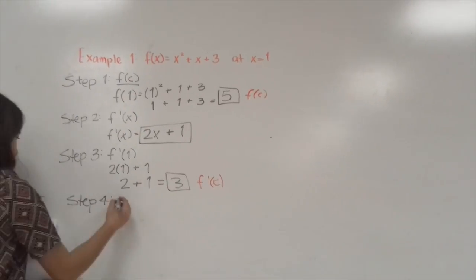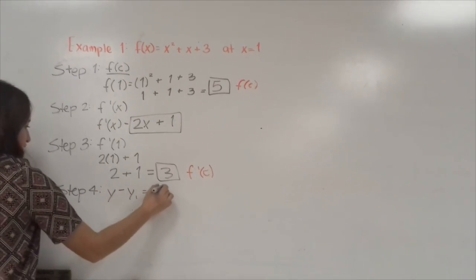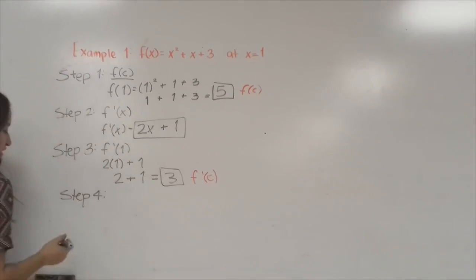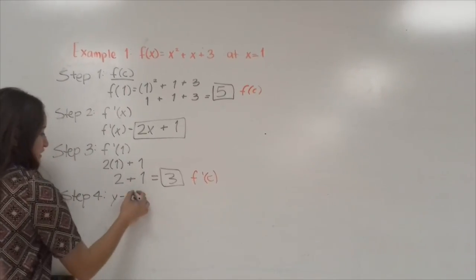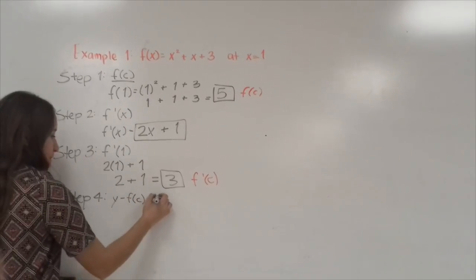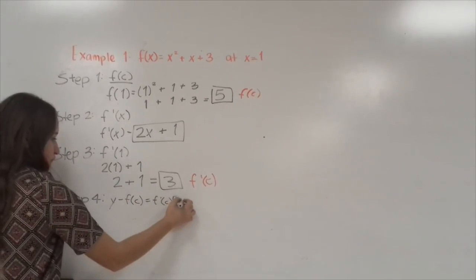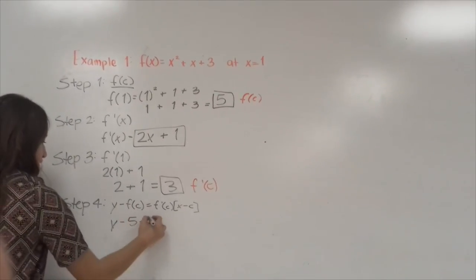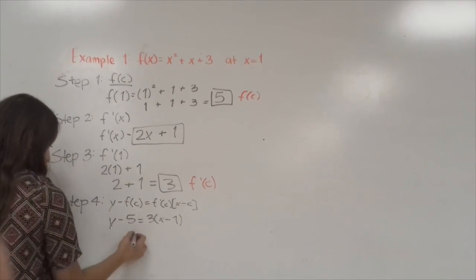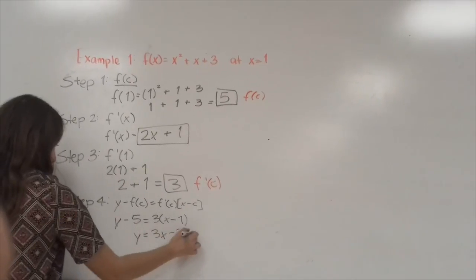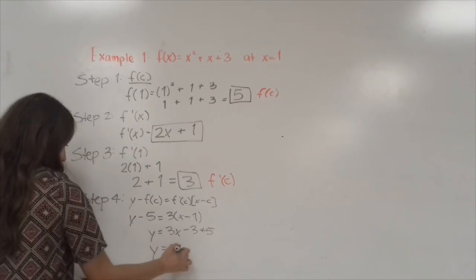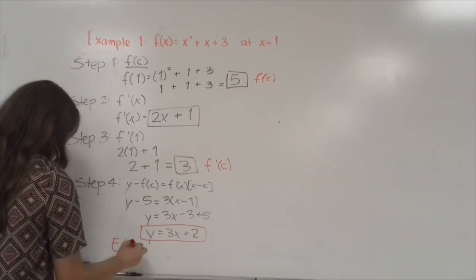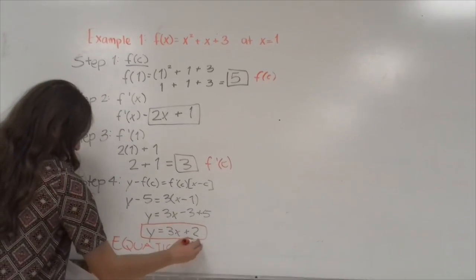Now, for our last step, we substitute the respective values for y1, x1, and m in the point-slope formula, and we get the following equation. Y minus 5, which we got in step 1, equals 3, our slope, times x minus 1, which is our result in step 3. We do this distributive property and get the following equation. Y minus 5 equals 3x minus 3. Now, we leave y alone, resulting in y equals 3x plus 2. This is the equation of our tangent line.